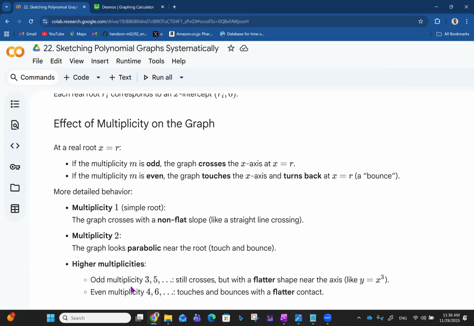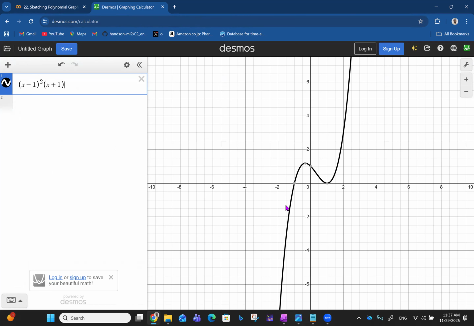Then higher multiplicities. If you have odd multiplicity 3, 5, this still crosses but with a flatter shape near the axis, like y equals x cubed. Even multiplicity 4 or 6 touches and bounces with a flatter contact. So, I mean, the general behavior is this touching, right? But go beyond that, every other thing you have is flattening out.